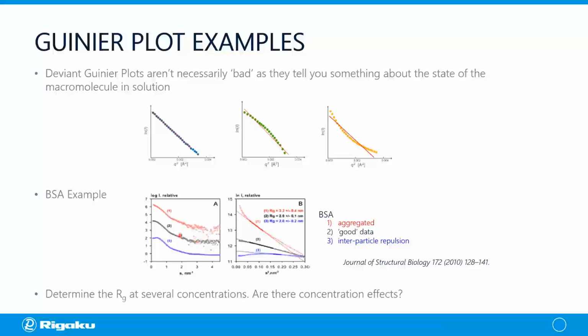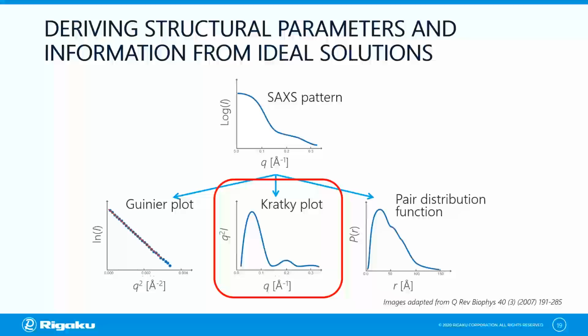So in the middle, the black for the BSA, that's ideal, whereas we see interparticle repulsion and aggregation with the other 2, blue and red respectively. And this is an example in the literature from 2010. So how would you deal with this? Well, like I said, collect data at several concentrations, calculate the molecular weight and the radius of gyration, and ask, is it consistent? Meaning, am I getting to sufficient dilution that I am confident I'm looking at the form factor only?